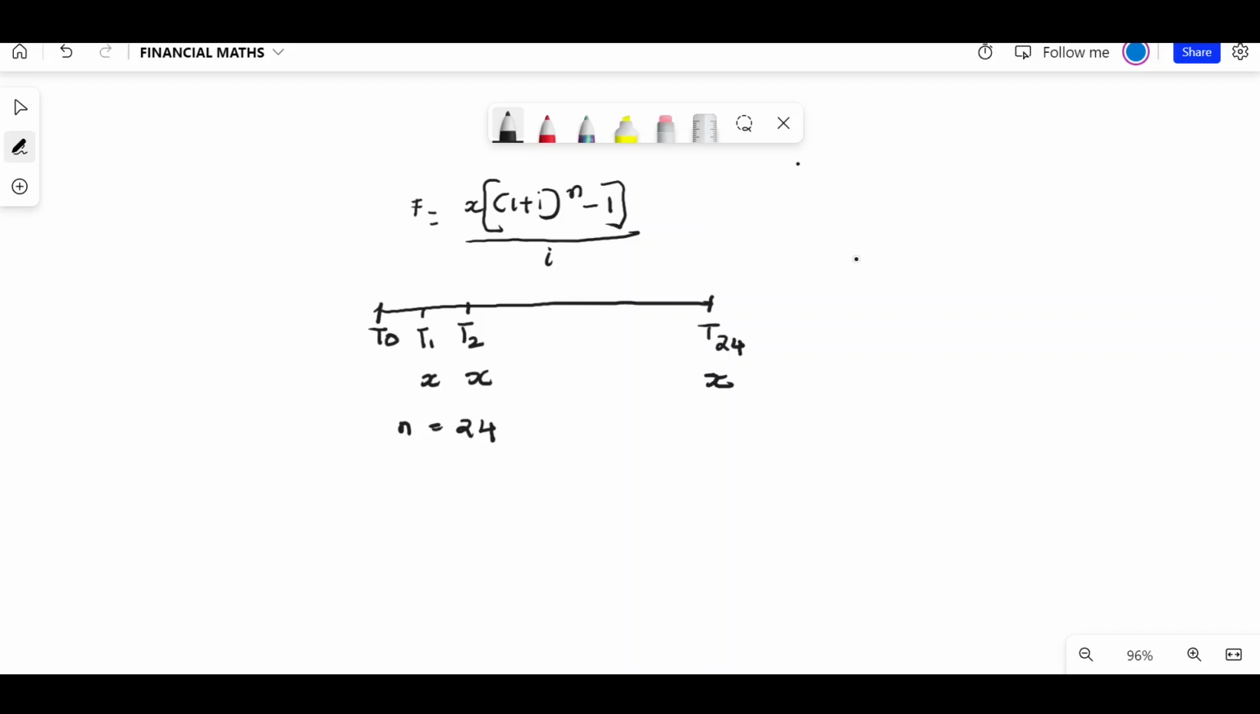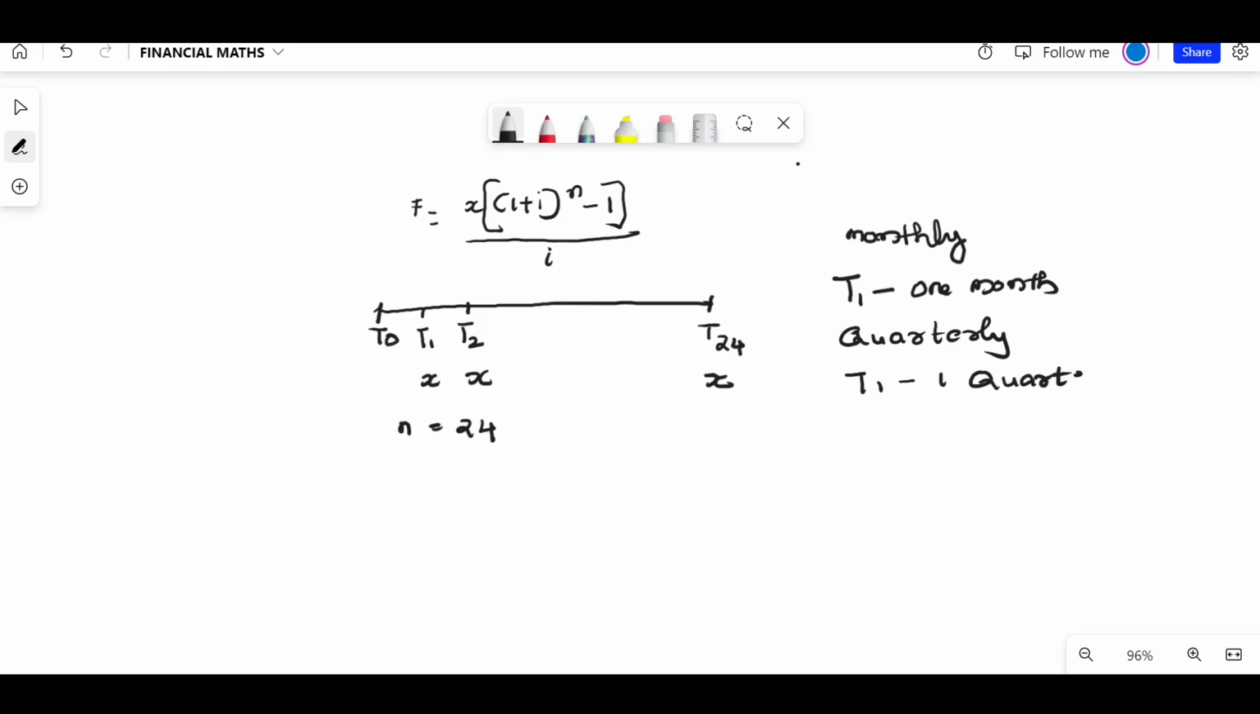Now the T1 also is different for different interest rates. If the interest rate says compounded monthly, then T1 means 1 month. But if the question says quarterly, then T1 is 1 quarter, which means 3 months. So in that case, T1 means 3 months, T2 means after 6 months, like that. So you must be careful about that.